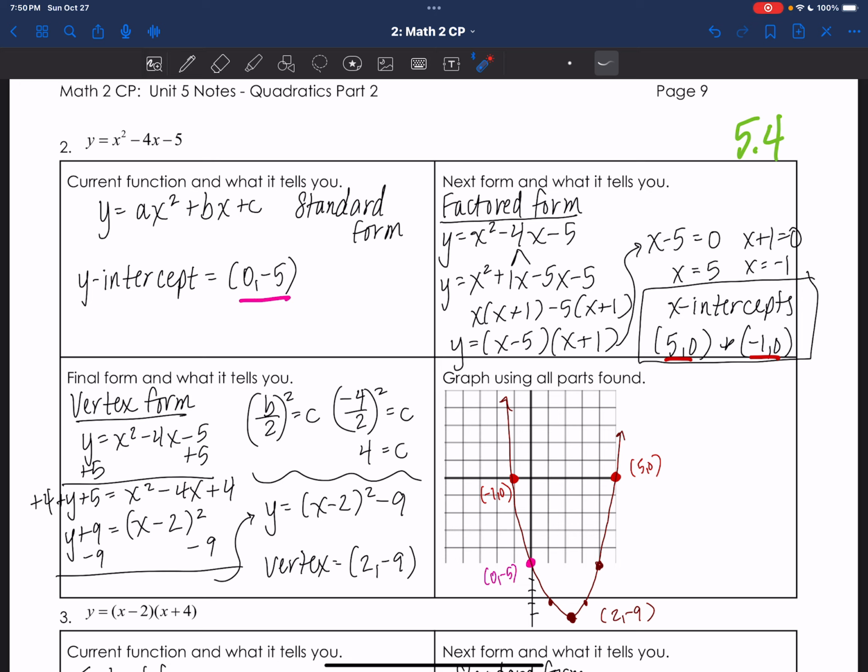Now we're going to take our standard form and we're going to factor it. When you factor it, we're going to break that down to 1, -5, and then like I said, go ahead and do your grouping. So I've got x minus 5 here, x plus 1 here.